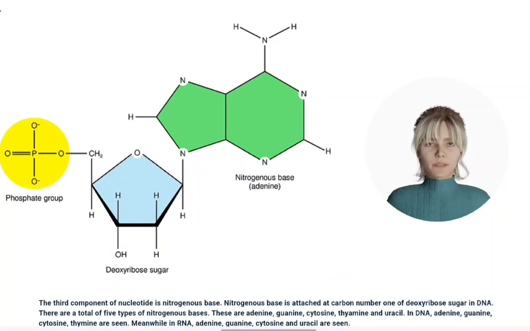There are a total of 5 types of nitrogenous bases. These are adenine, guanine, cytosine, thymine and uracil. In DNA, adenine, guanine, cytosine, thymine are seen. Meanwhile, in RNA, adenine, guanine, cytosine and uracil are seen.